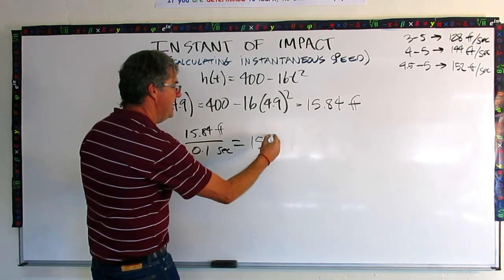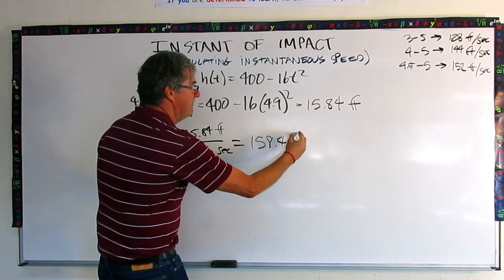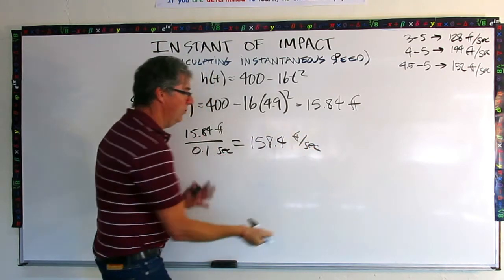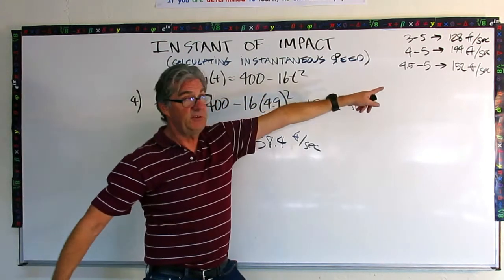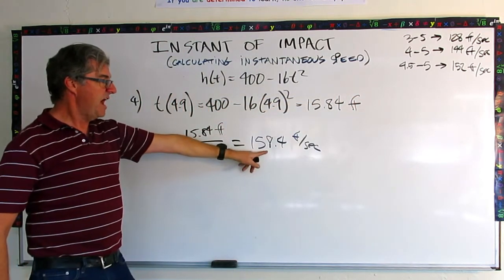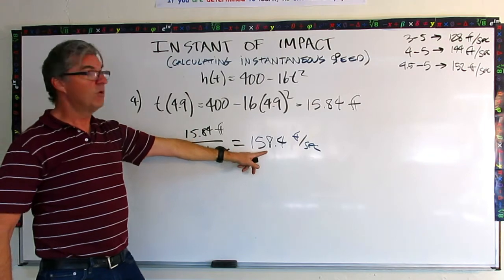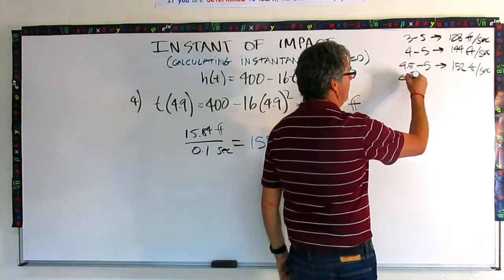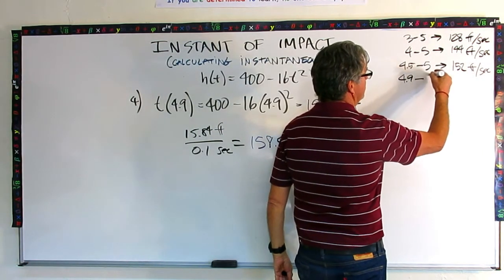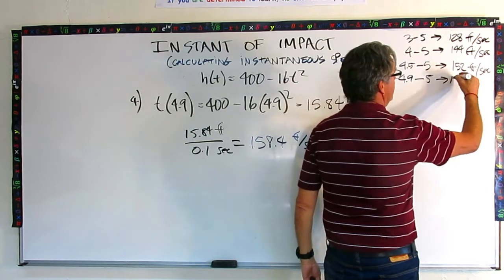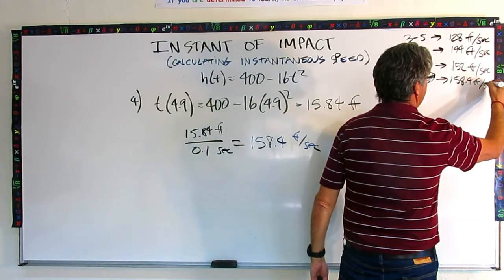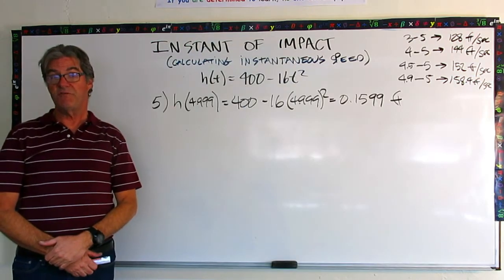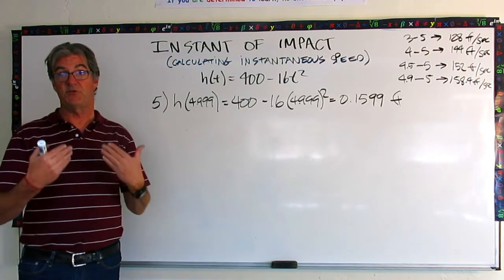This is 158.4 feet per second. So it makes sense. Now that we went from the last half second, which is 152, to the last 10th second, the average is 158.4. So let's add that to our list. 4.9 to 5 gives us 158.4 feet per second.